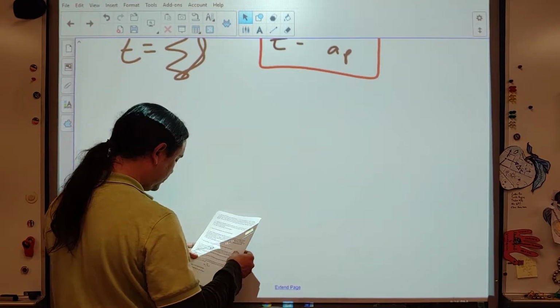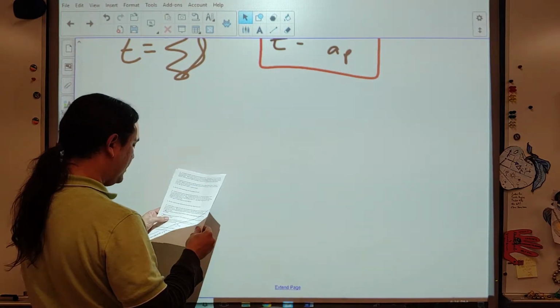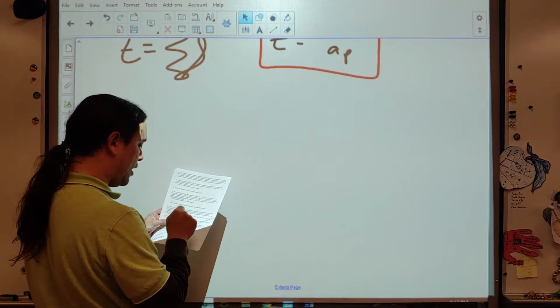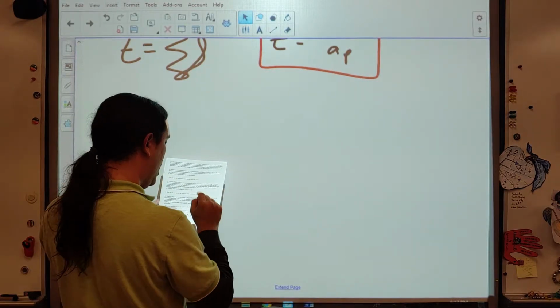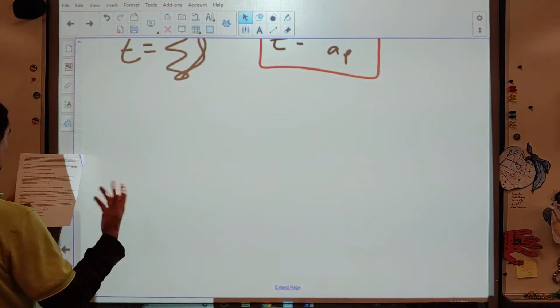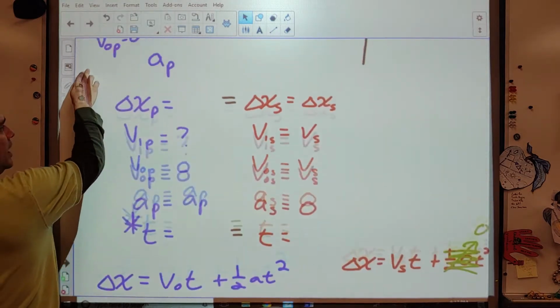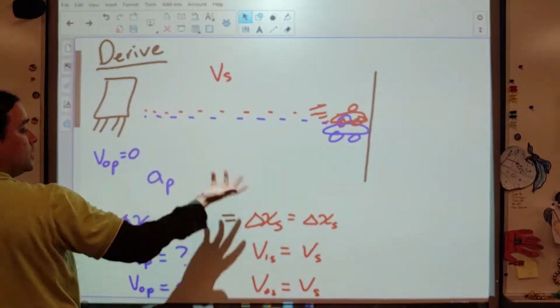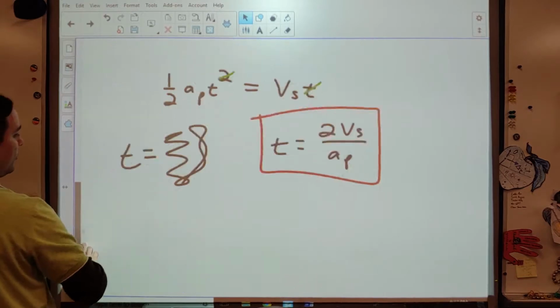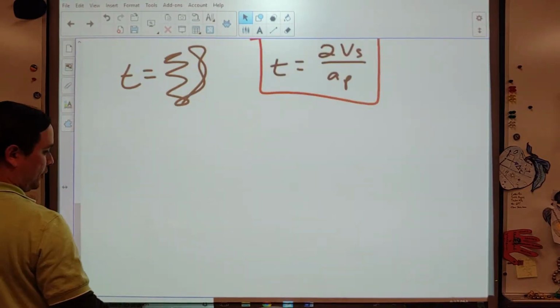That's another upside. Part B, derive an expression for how far the police officer is from the large sign when the speeding car is caught in terms of the same values. Now I'm asking for delta x. We could find delta x for either of them. So let's take a look at this.